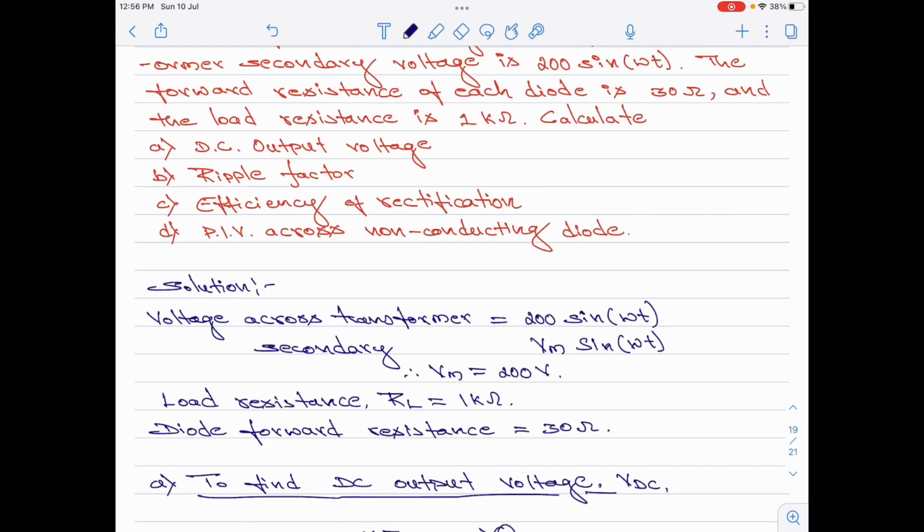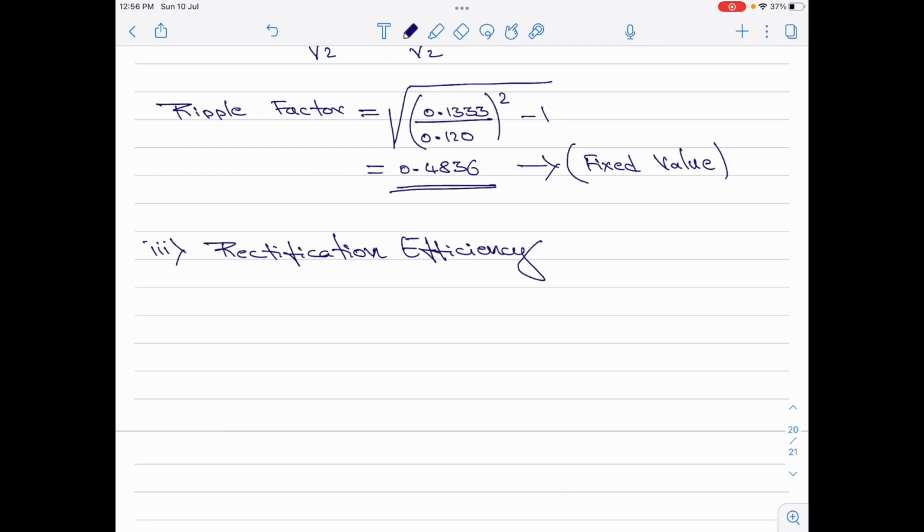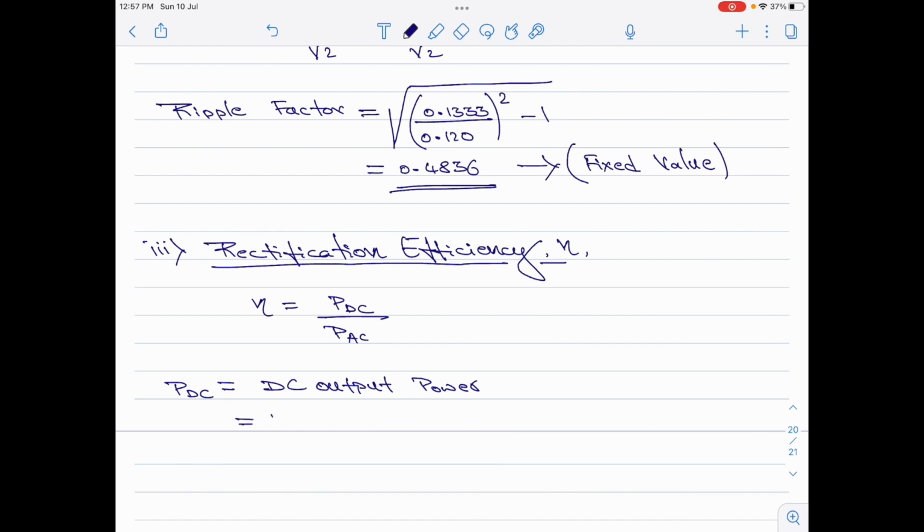Let us now move on to part C of the question, which is to find rectification efficiency. It is generally denoted by eta and is given by PDC divided by PAC, where PDC is the DC output power and is given by VDC multiplied by IDC. We have previously computed both of these values. VDC is 120 volt, IDC is 0.120 amperes. So, the value of PDC is 14.4 watts.